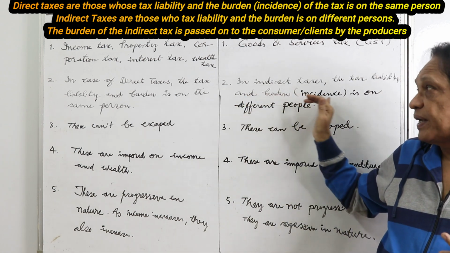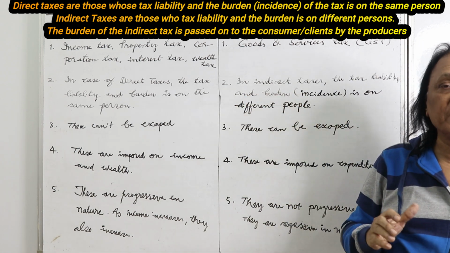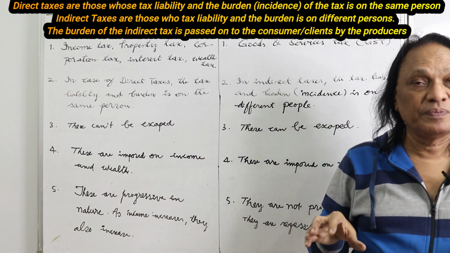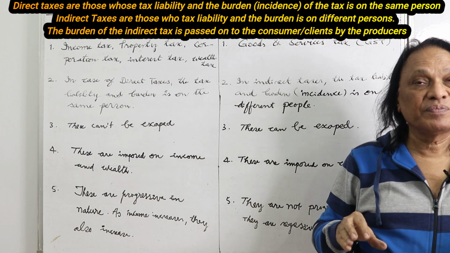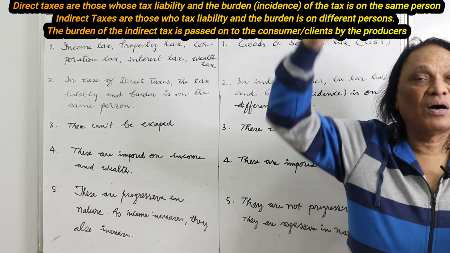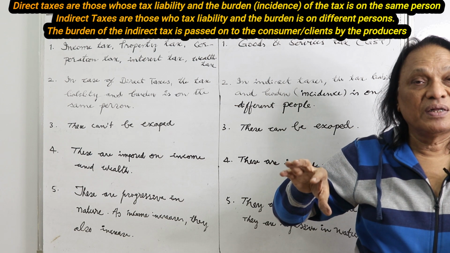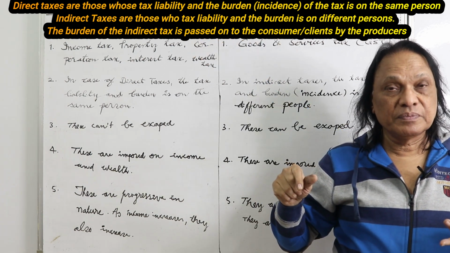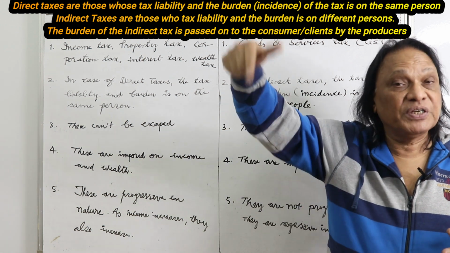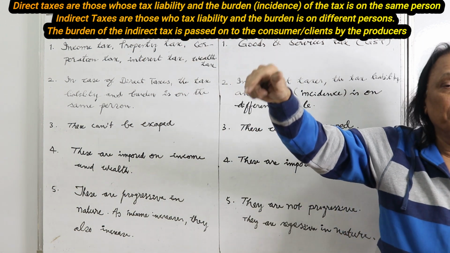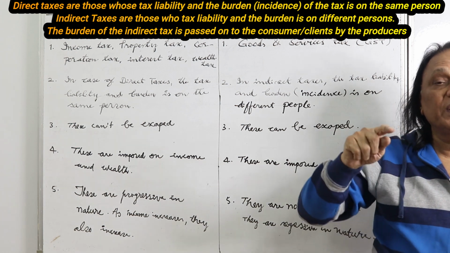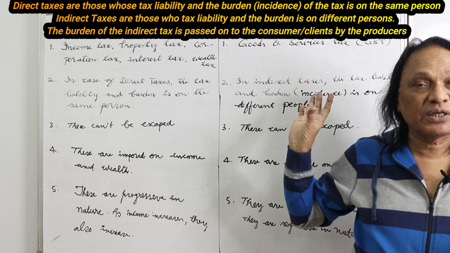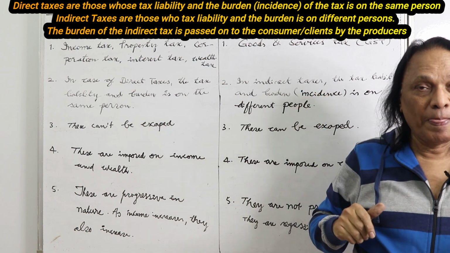In case of indirect taxes, the tax liability and the burden, or what we call in economics the incidence, is on different people. What it means, if you purchase a car, GST is imposed on the car dealer. But the dealer, of course, it is his liability to pay the tax, but he will pass it on to you. So indirectly you are paying to the government.